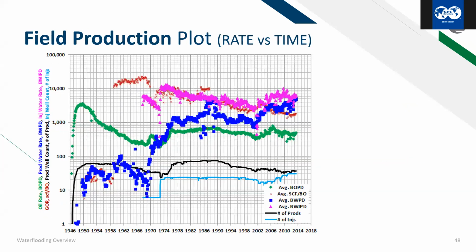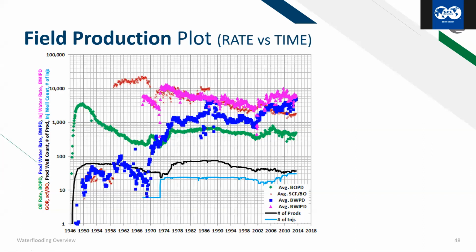All right, so we're going to start with the field production plot. The green line on this is your oil rate. The dark blue line is going to be your water production rate. The pink or magenta is your injected water rate. The little red X's right here are going to be our gas oil ratio. This black line is our producer well count, and this light blue line is going to be the injection well count. And so we're just going to kind of step through.